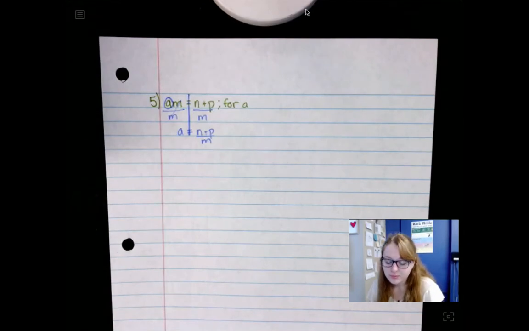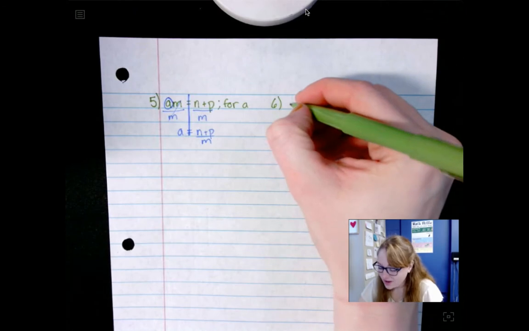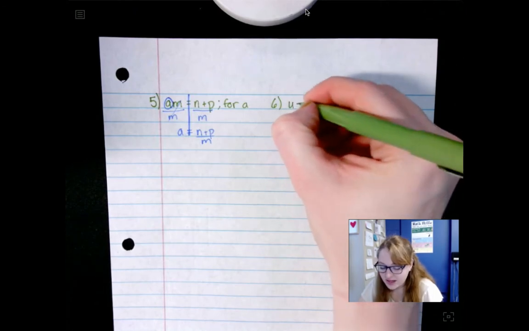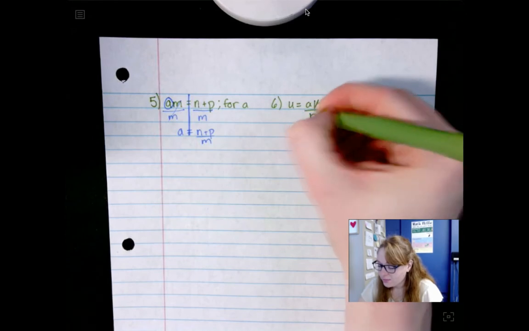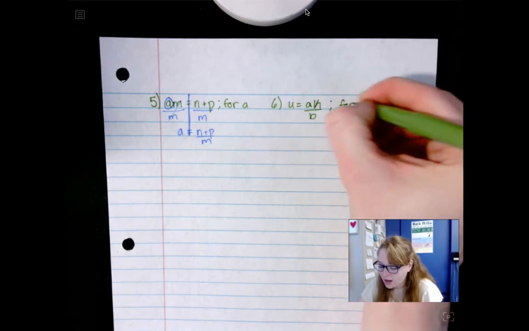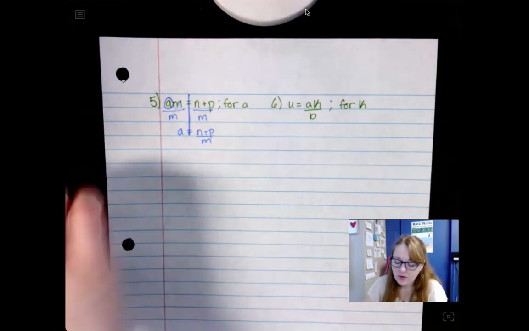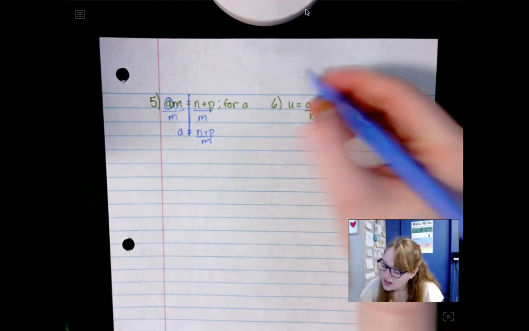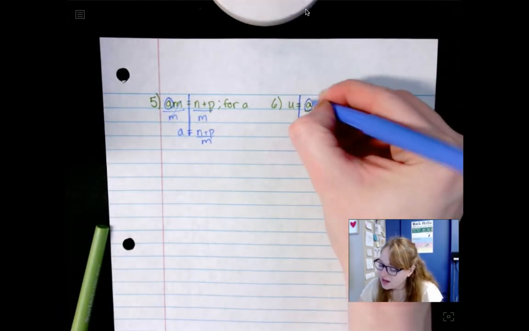Number 6. We have U is equal to AK over B; solve for A. All right, so again, we're going to draw a line through the equal sign and then circle the variable we want to solve for, in this case, this A.